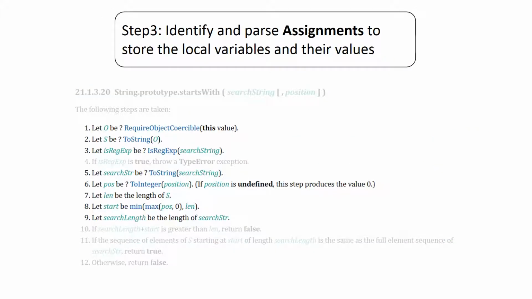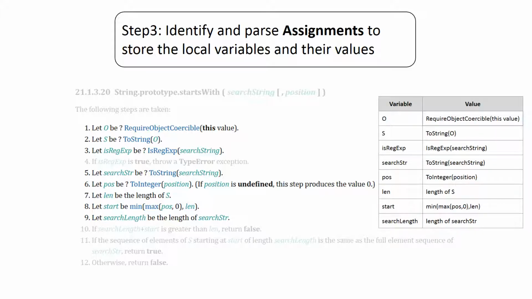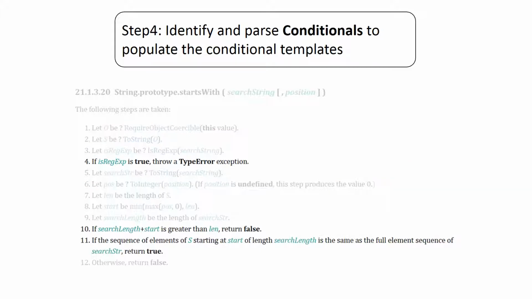In step 3, Swami parses the specification text to identify all the assignment statements and extract and store all the local variables and their values in a separate database. For example, in this case, there are 8 assignment statements, and the table shows you the extracted local variables and their assigned values stored separately. In step 4, Swami parses the specification text to identify all the conditional statements which contain oracles embedded in them and extracts the information from such statements to populate the conditional templates.